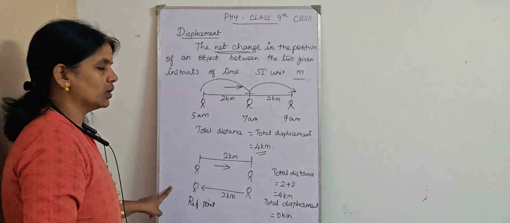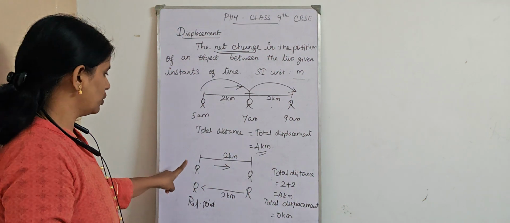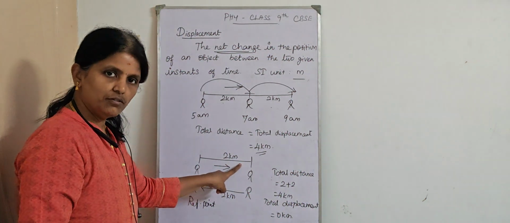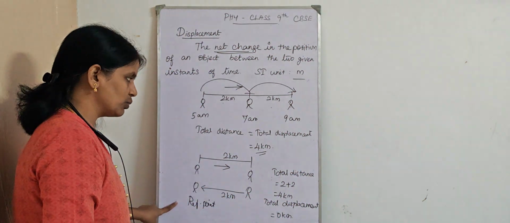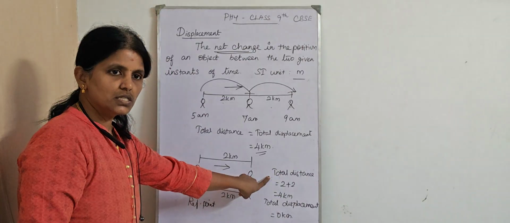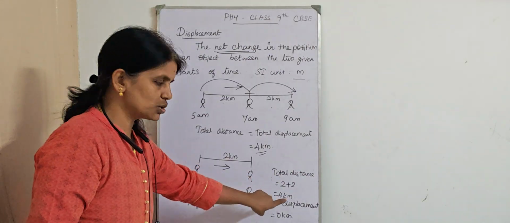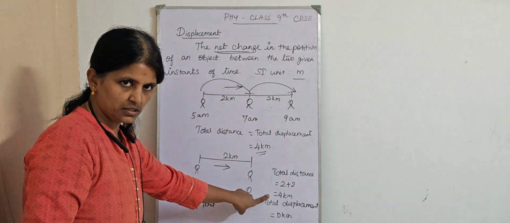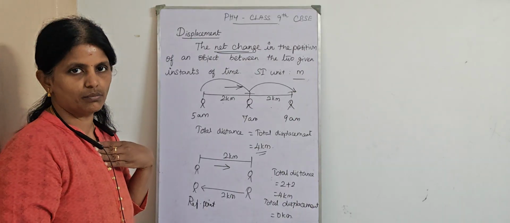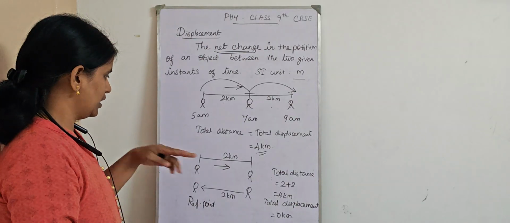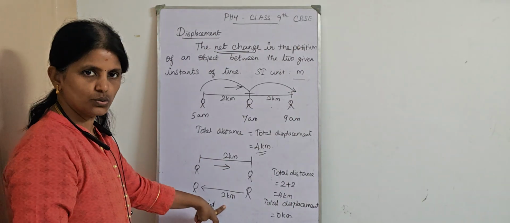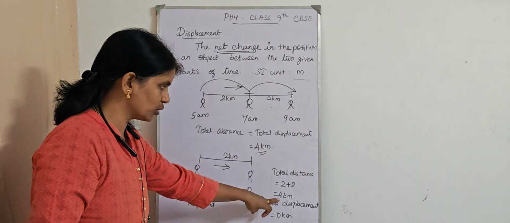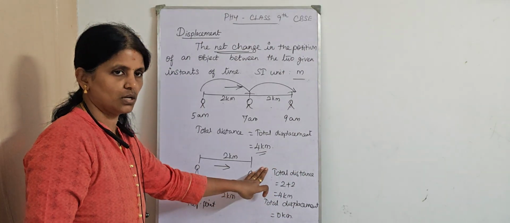In this case, the total distance covered by the object is 2 km in forward motion and 2 km in backward motion. So the total distance covered is 2 plus 2, which is nothing but 4 km. That means how much I traveled from morning 5 am to 9 am is 2 km plus 2 km, which is 4 km, the total distance traveled.